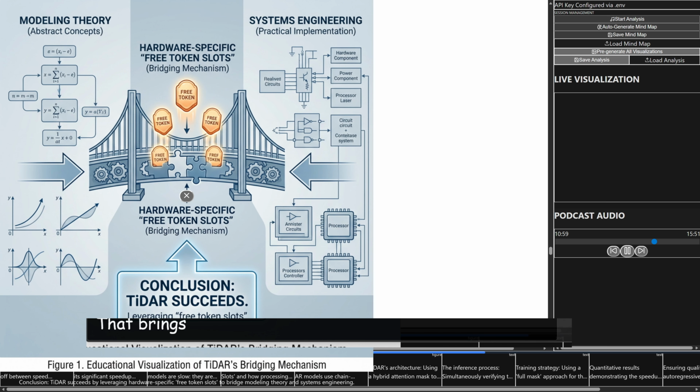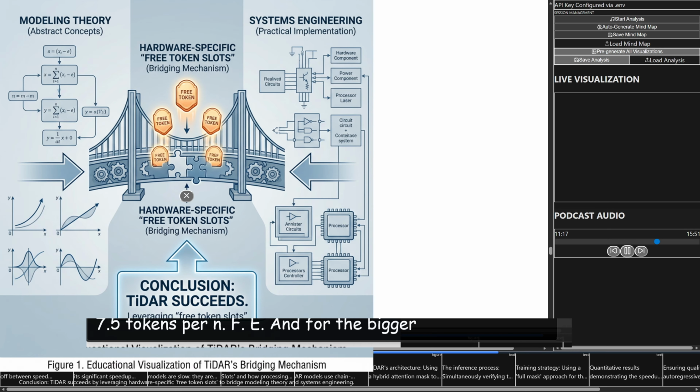That brings us perfectly to the results. Let's quantify this. What do the benchmarks say about the real-world impact? Well, the numbers are compelling, especially on throughput. For a 1.5 billion parameter model, TiDAR gets a 4.71 times relative speedup. That's an average of about 7.5 tokens per NFE.